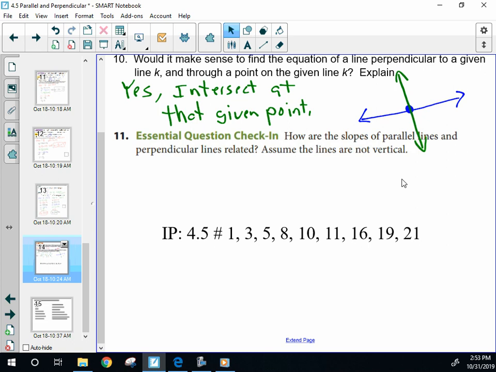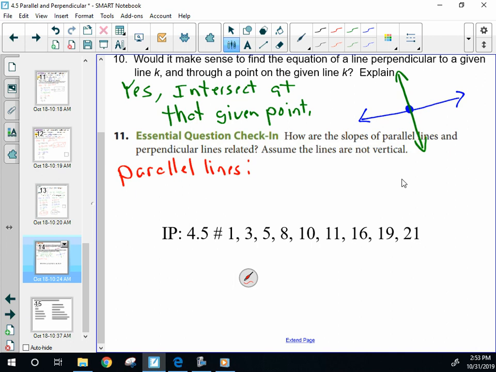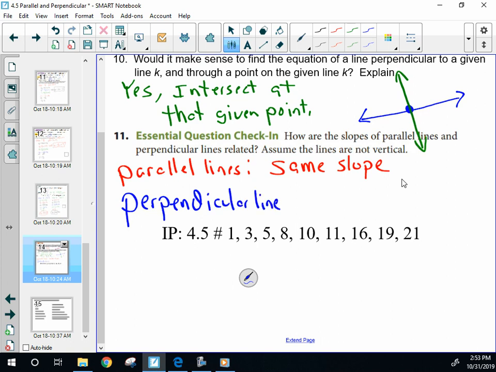And lastly, the essential question of today: how are the slopes of parallel lines and perpendicular lines related? Parallel lines, their slopes have what? The same slope. Perpendicular lines, their slopes are opposite reciprocals of each other.